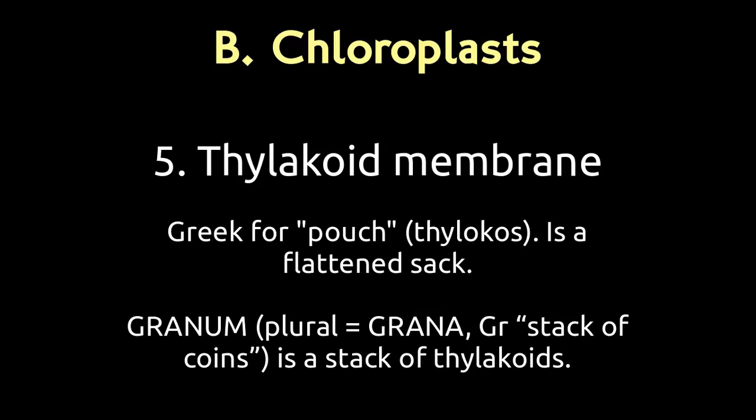Okay, now we get to the innermost membrane, which is called the thylakoid membrane, which comes from the Greek word for pouch. It looks like small pouches. It's essentially a flattened sac. Just a weird way to describe it.